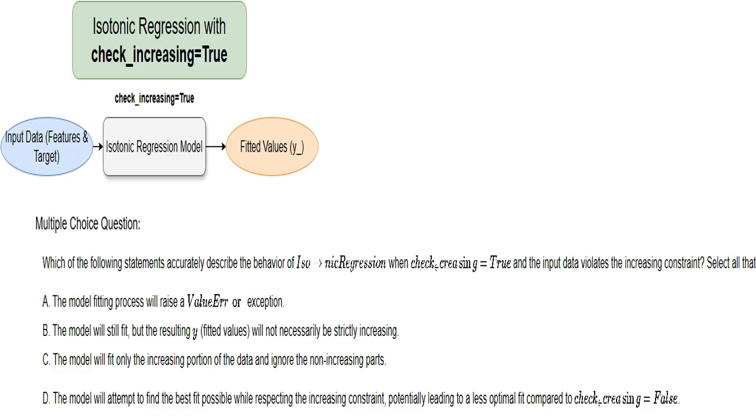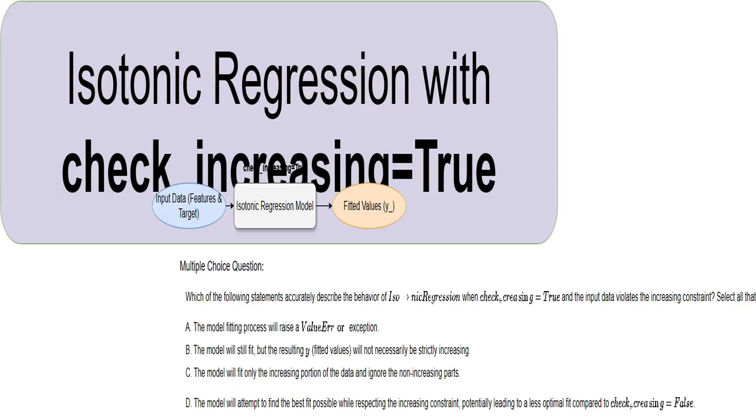I'm applying the isotonic regression model with a specific constraint, the check_increasing equals true parameter. This forces the model to produce output values that never decrease as input increases. If this condition cannot be perfectly met because the data does not perfectly satisfy this, I'll explore how the model adapts. This section presents multiple choice questions that evaluate understanding of the isotonic regression model's behavior with the check_increasing equals true constraint.